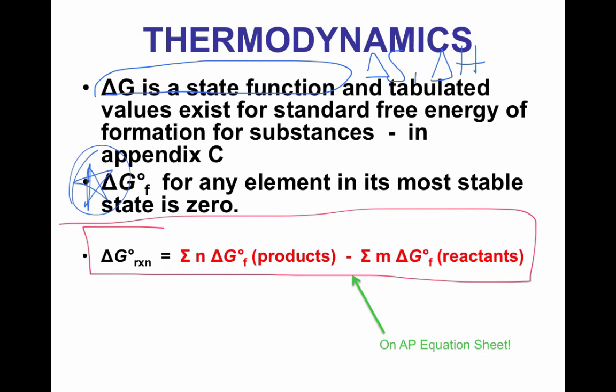That's the same as delta H. Delta H is the same, but entropy is not. So as you go through, if you're wondering, how am I supposed to know the delta G for O2? Well, it's 0. This equation is also on your AP sheet, so you can use this, but now we're going to look at some calculations using this equation instead.